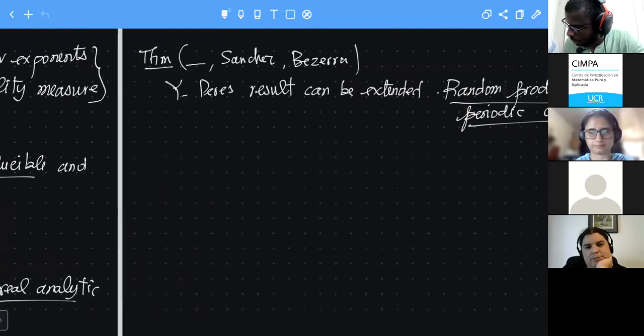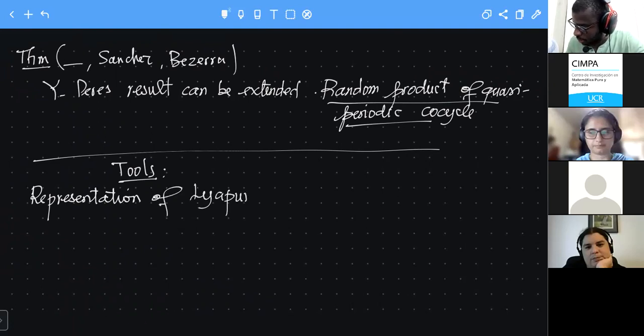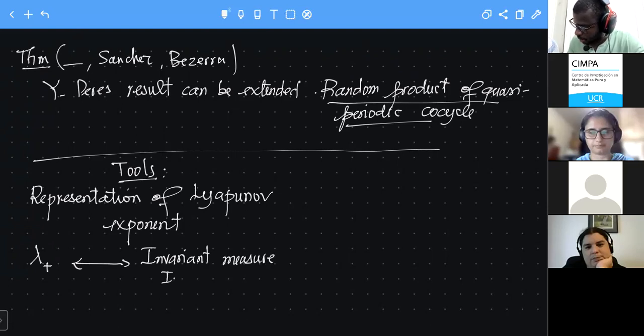Tools. And one of the most important tools is due to Ledrappier, this is a representation of Lyapunov exponents. Basically, what it says is that you can make a one-to-one correspondence between Lyapunov exponent and invariant measures in projective space.